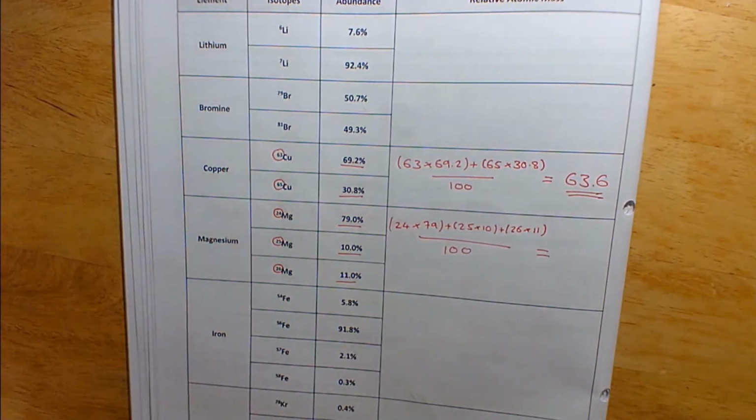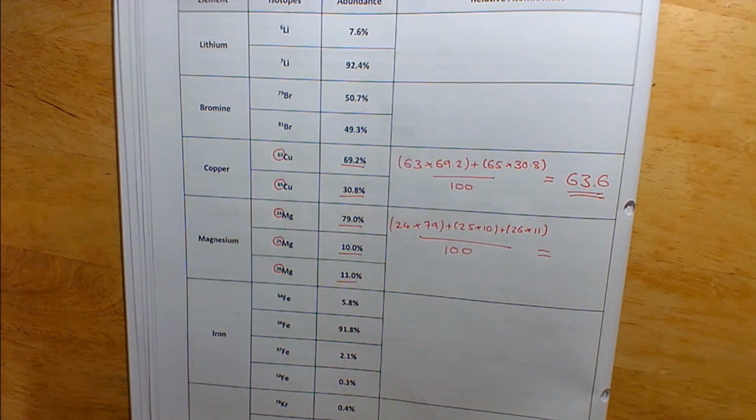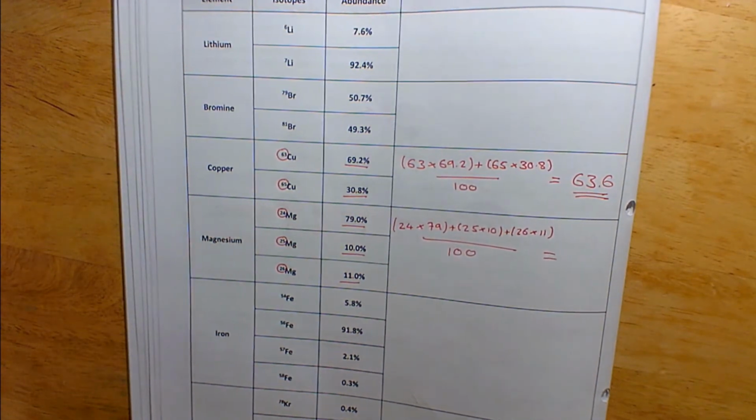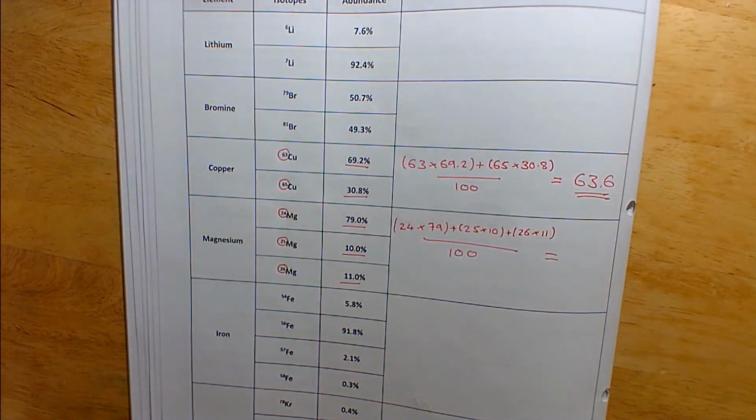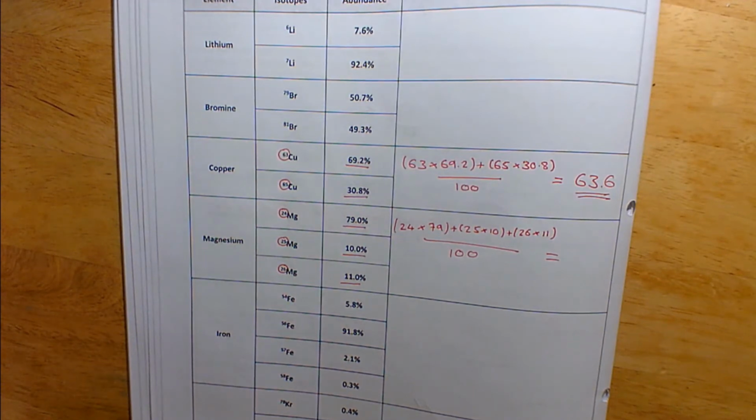And I'm just going to type that into my calculator now quickly. So 24 times by 79 plus 25 times 10 plus 26 times 11 over 100, which gives 24.3.